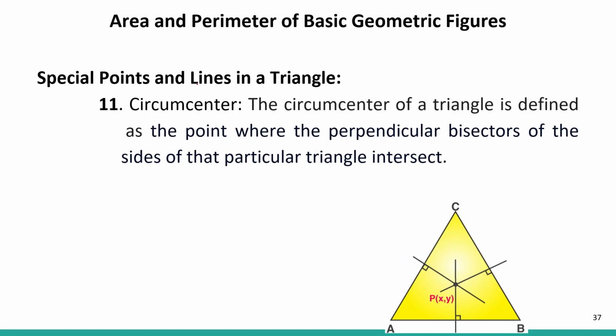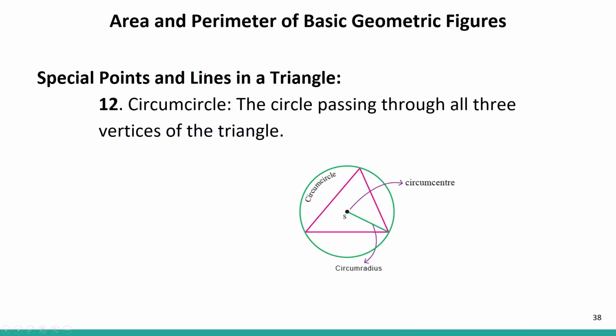Let's try to see some special points and lines in a triangle. So what is the circumcenter? The circumcenter of a triangle is defined as the point where the perpendicular bisectors of the sides of the triangle intersect. If we draw three perpendicular bisectors, we pick the midpoint of each side and draw a perpendicular. Then all three actually intersect at one point. That point is called the circumcenter.